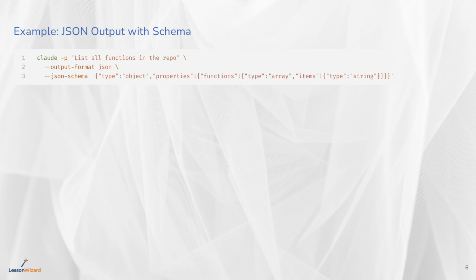This command asks Claude to list function names and forces the response into a JSON object that matches the supplied schema. The JSON schema flag validates the structure, ensuring downstream tools receive predictable data. In practice, you can pipe this output into jq or other parsers to drive further automation steps.